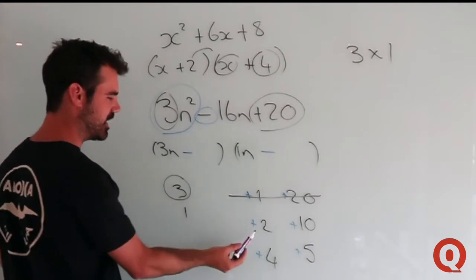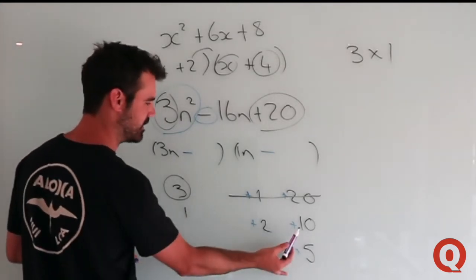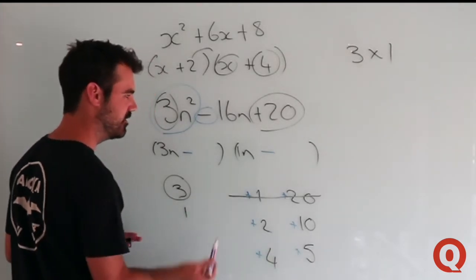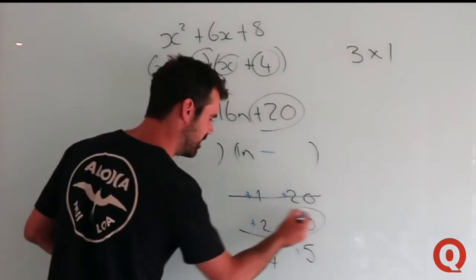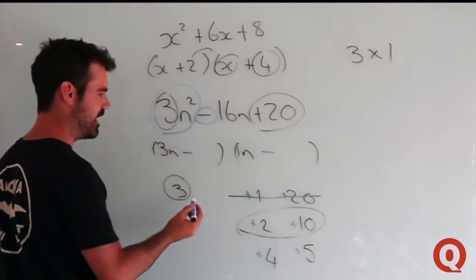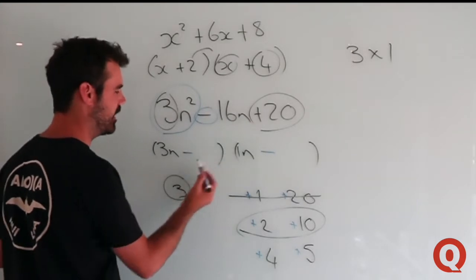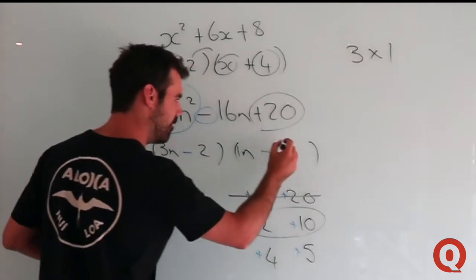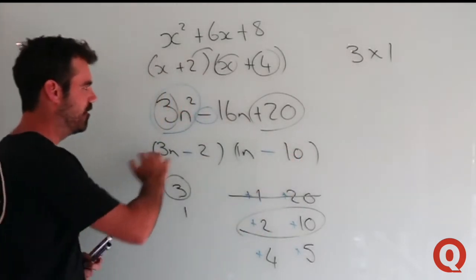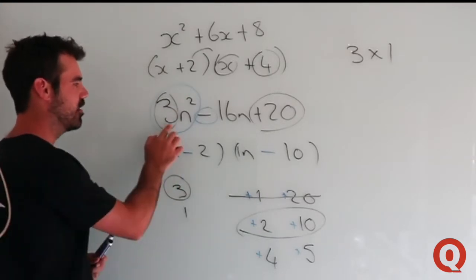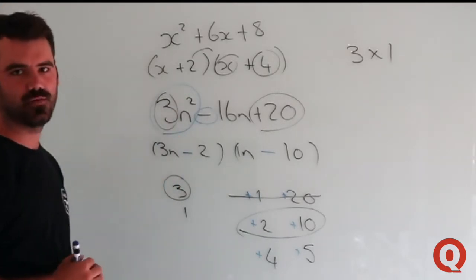Let's try the next one. 3 times 2 is 6, 1 times 10 is 10. 6 and 10, 16. Perfect, so this is going to be our match. But what's going to be negative? Doesn't make a difference, because they're both negative. So I can go minus 2, minus 10, and I've now factorized with a coefficient on the x squared term.